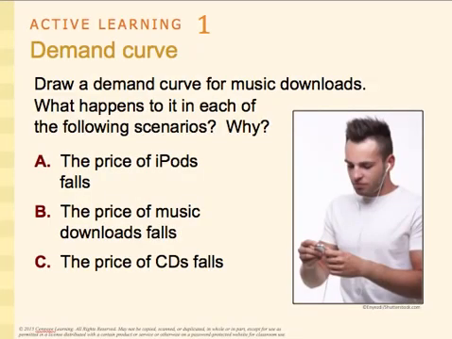So we can draw a demand curve for, say, music downloads, as in the example given in the book, and consider what happens in each of the following scenarios and why. The price of iPods falls. If the price changes, that's something on the axis, so you're moving along the curve. Again, the price of music downloads falls, and the price of CDs falls.